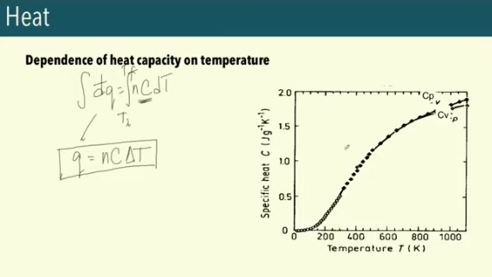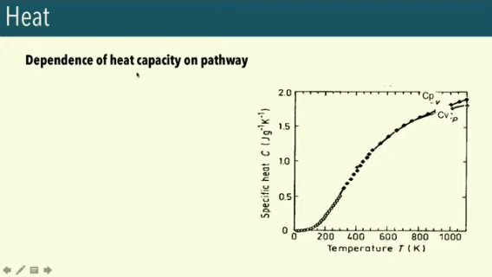Let's also look at this special divergence over here. We could see that at relatively higher temperatures, suddenly we have two types of heat capacities, a CV and a CP. So what is that exactly? In certain conditions, the heat that's involved in the process becomes dependent on the pathway in which that heat was transferred. It's going to depend on whether the process occurs at constant pressure or at constant volume.